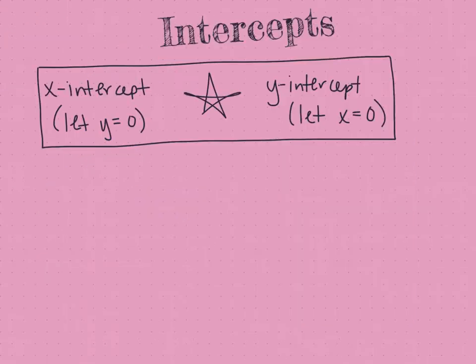Okay, our next topic is going to be intercepts. So in order to find the x-intercept, we let y be 0, and to find the y-intercept, we let x be 0. So you basically let the opposite variable equal 0. That's because the x-intercept is where the graph hits the x-axis, where y is always 0. And the y-intercept is where the graph hits the y-axis, where x is always 0. We're going to do this both algebraically and graphically again. So let's take a look at an example.